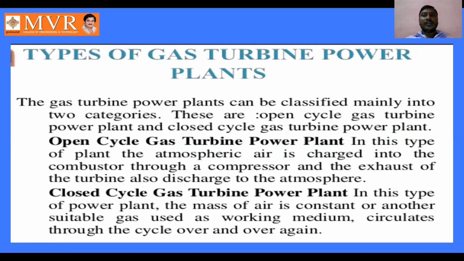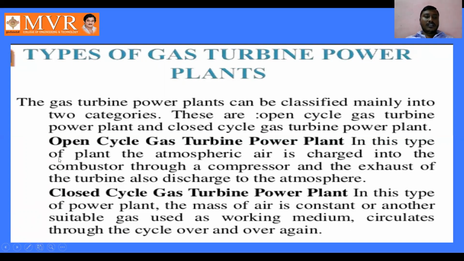As it is open, the hot gases which are developed are exhausted into the atmosphere. Coming to the closed gas turbine, in this type of plant, the mass of air is constant. Here the air is maintained constant, or another suitable gas is used as the working medium. We can use the working medium in different ways. A suitable gas is used in the closed cycle gas turbine power plant, and it circulates through the cycle again and again.